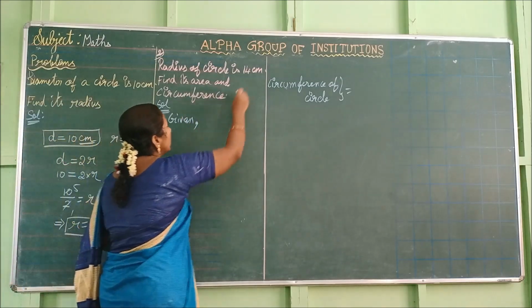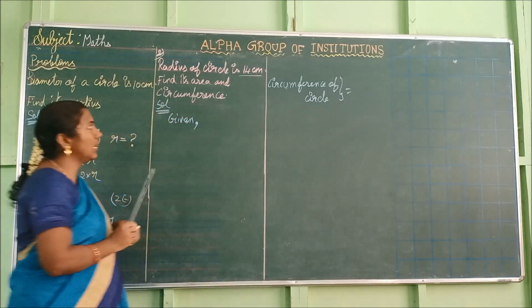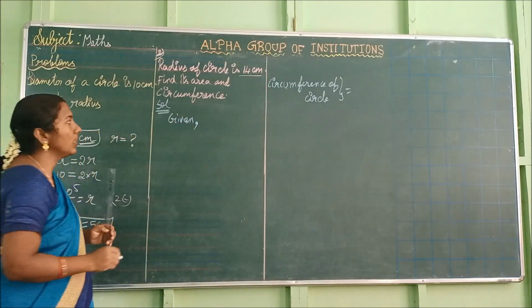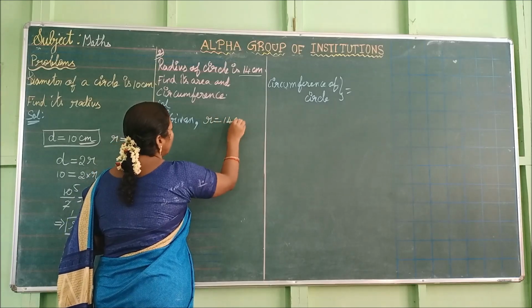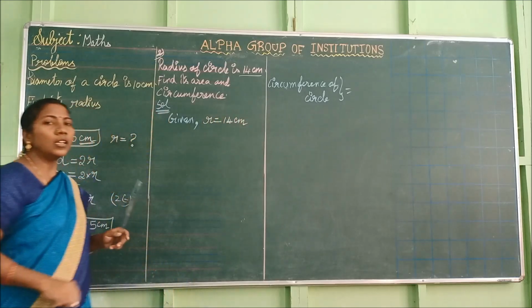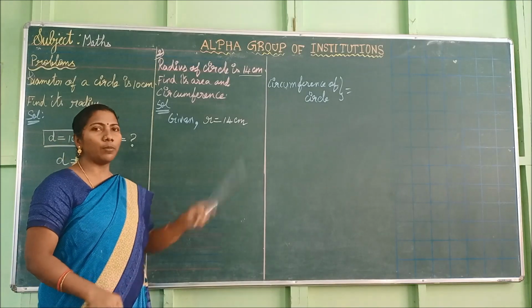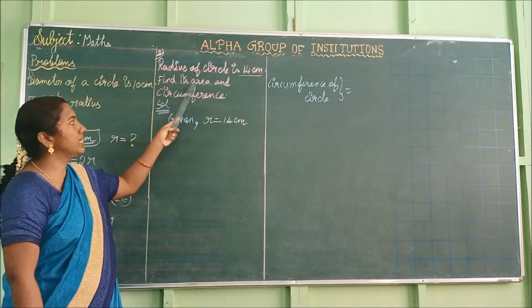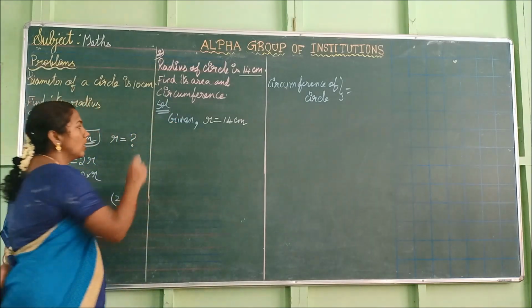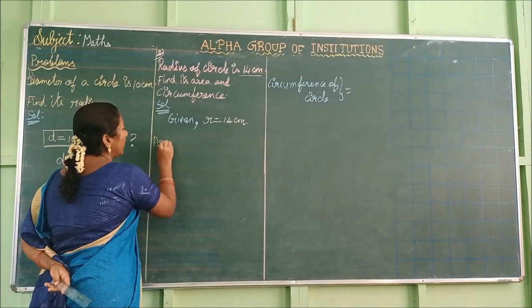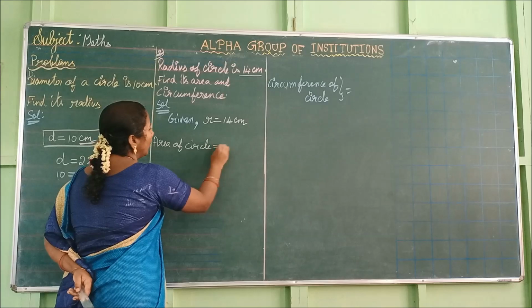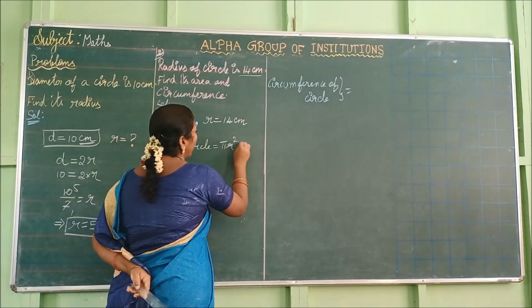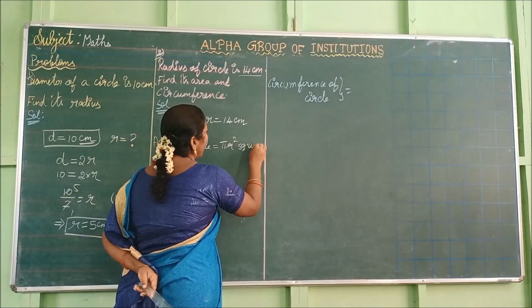Radius of the circle is 14 centimeter. Find its area and circumference. What are the data given in the question? Radius of the circle is 14 centimeter. So you have to write small r equal to 14 centimeter. What we have to find? Its area and circumference. What is the formula for calculating area of circle? Area of circle equal to pi r square, square units.